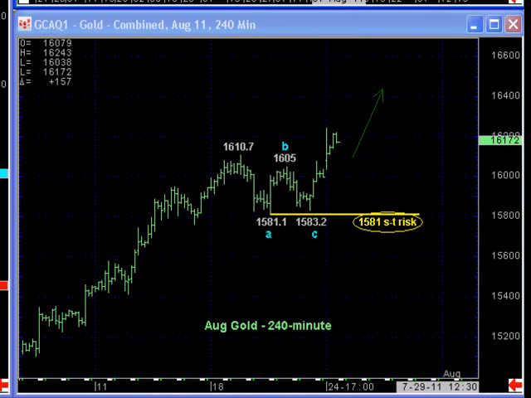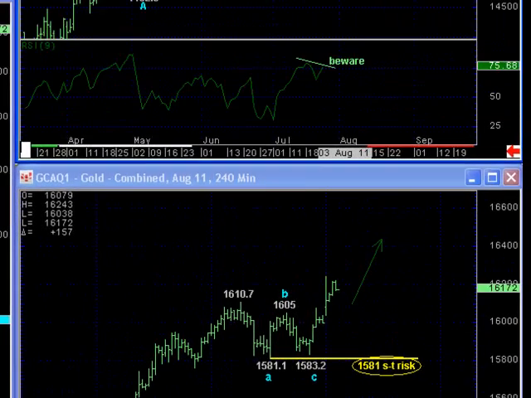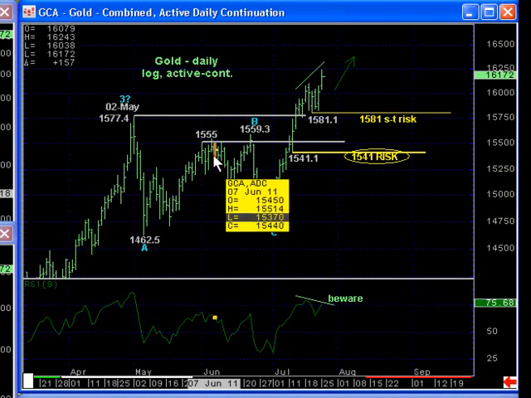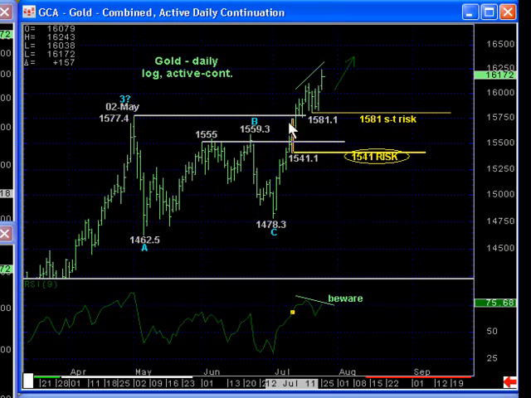Moving here to a daily log scale chart, you can see the key long-term importance of former 1555 to 1575 range resistance that thus far, since broken, has acted as new support within the secular bull trend, and a weakness below at least that 1581 low required to even defer the secular bull trend, let alone threaten it.